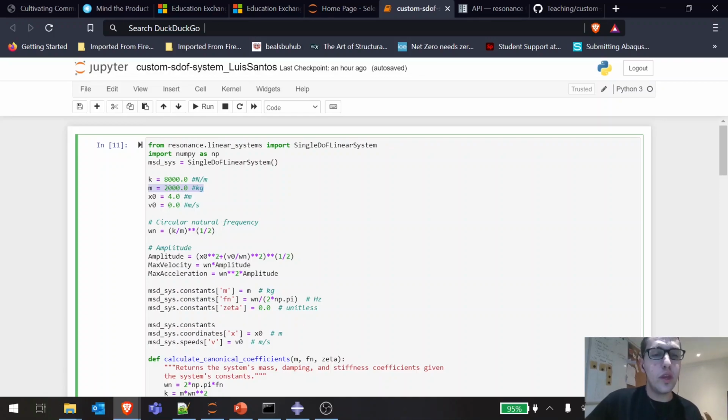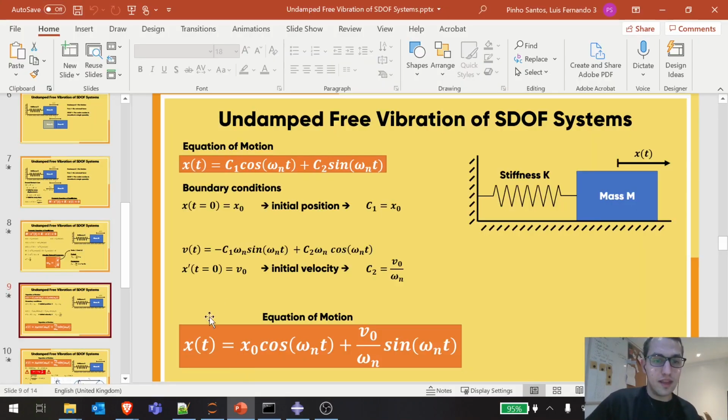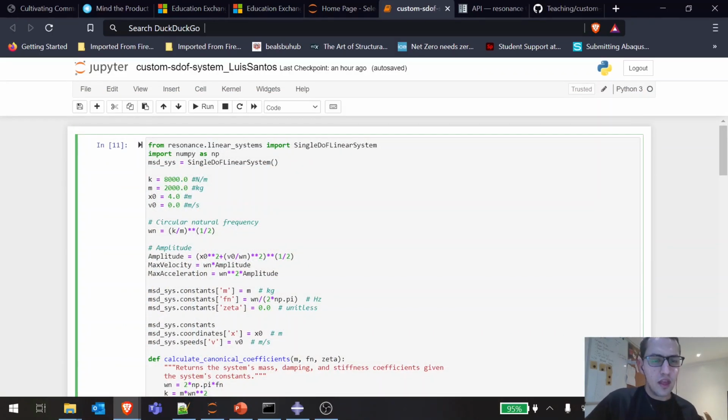So in this example, we are going to define the stiffness k of the spring in newtons per meter, and we're going to define the mass m in kilograms, so that everything is consistent. And we're also going to define an initial position and an initial velocity. From the video about single degrees of freedom, we are going to be testing how the mass moves and confirming that it indeed moves according to the equation of motion that we derived in that video. So the idea here is just to define this: stiffness k 8,000, mass 2,000, initial position 4, and initial velocity 0.